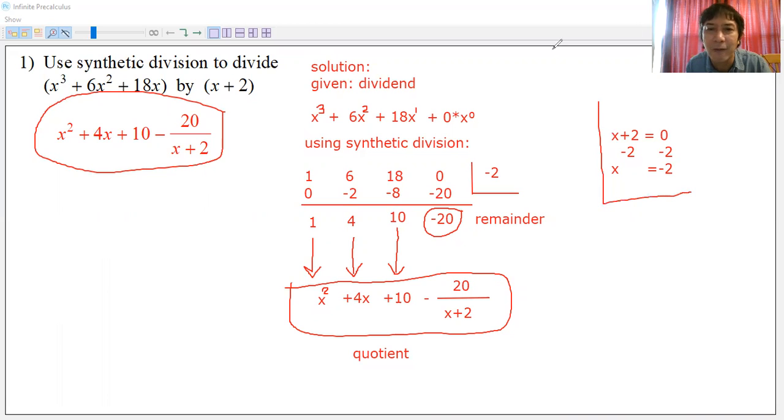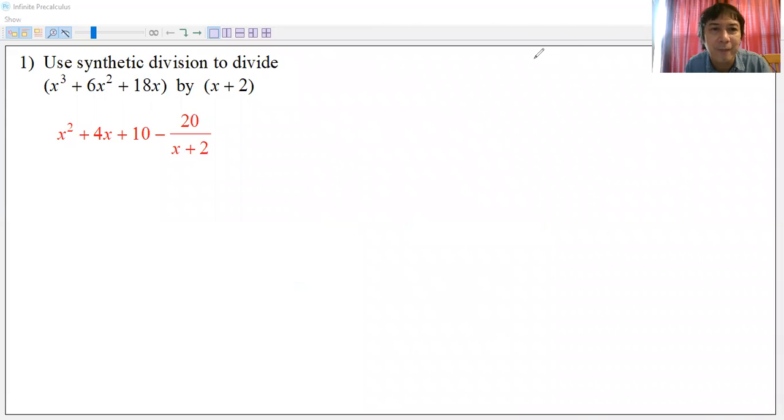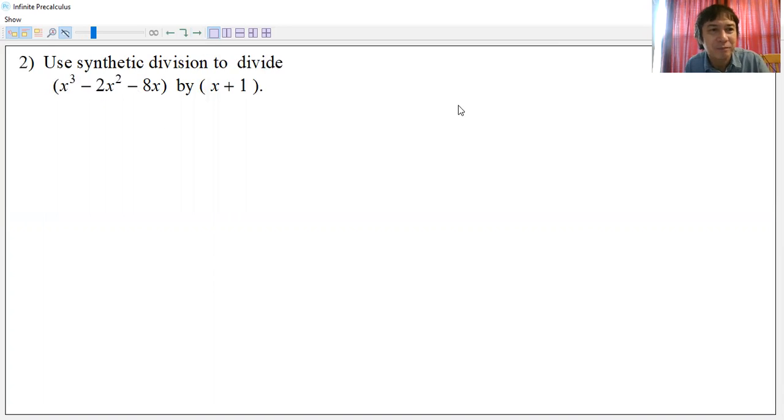And so we shall proceed to the second number, and we're going to continue solving the next numbers. Let me clear the screen, and we'll hide the answer for the first number so that it will not show the answer for the second. Here's the second. Use synthetic division to divide x cubed minus 2x squared minus 8x by x plus 1. So for our solution, we will have to write first the given data. Here's our dividend.